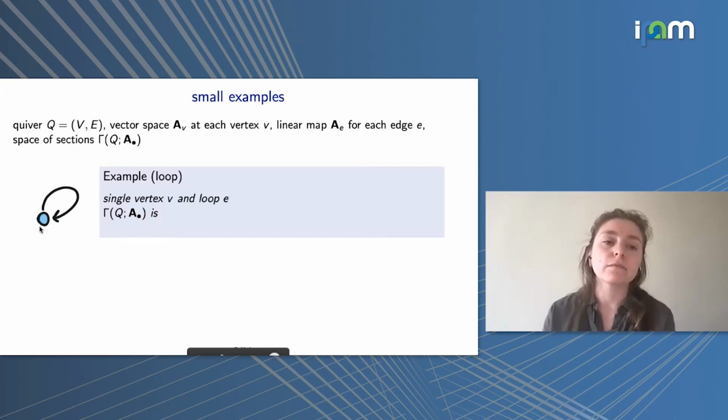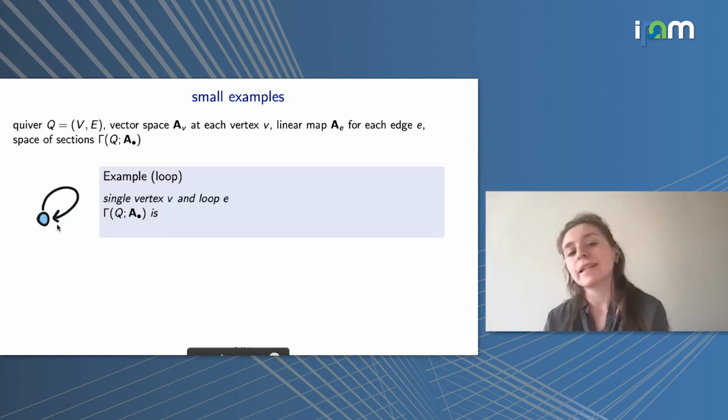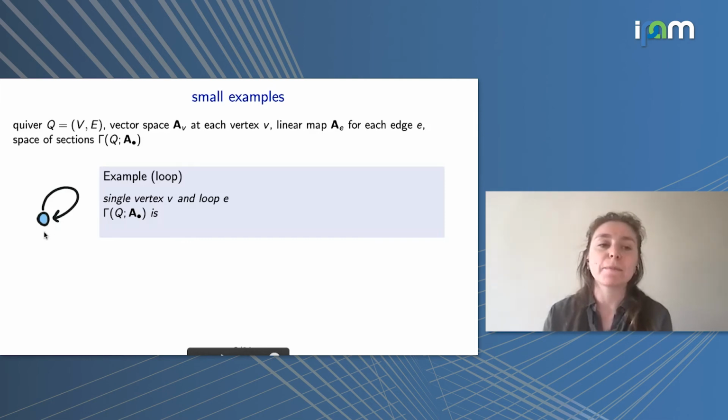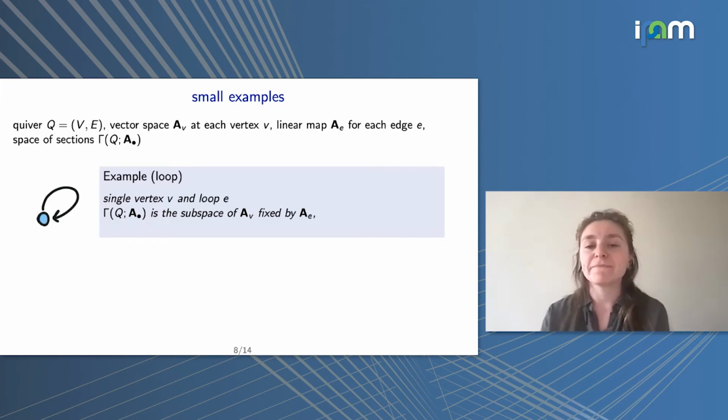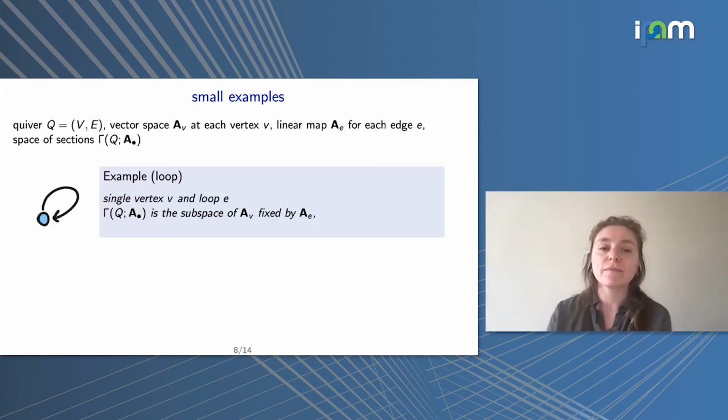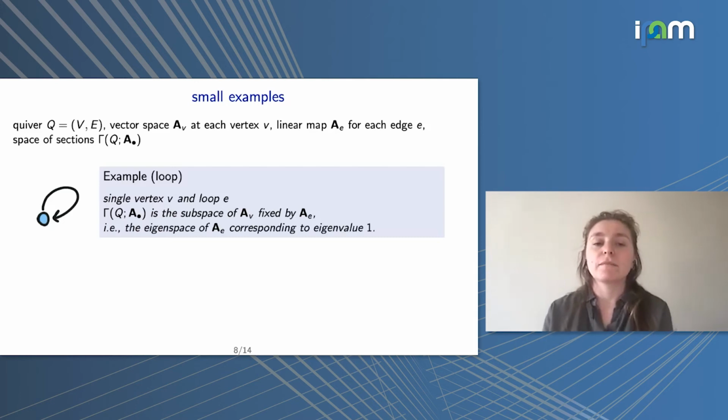Well, it's the vectors in the vector space over the vertex, which when you apply the linear map attached to the loop are invariant. They don't move at all. You get back the same vector that you started with. So it's the subspace of A_V that is fixed by the map A_E. So it's the eigenspace of the map that corresponds to eigenvalue 1.